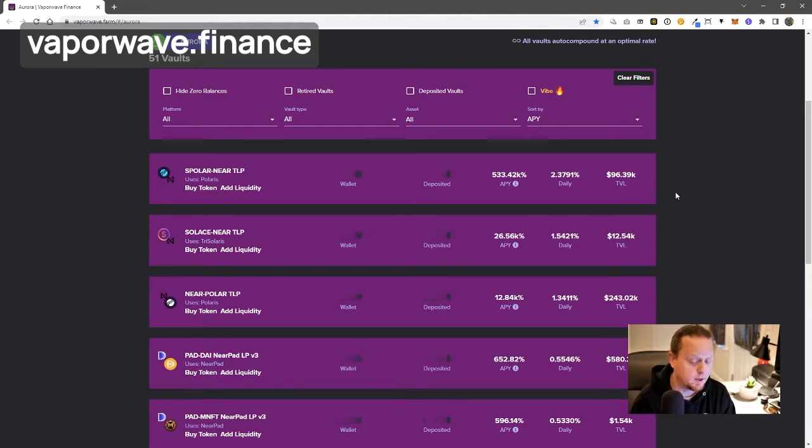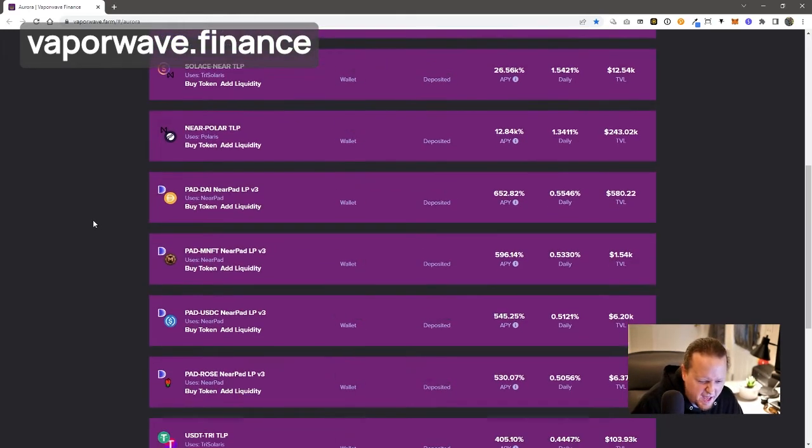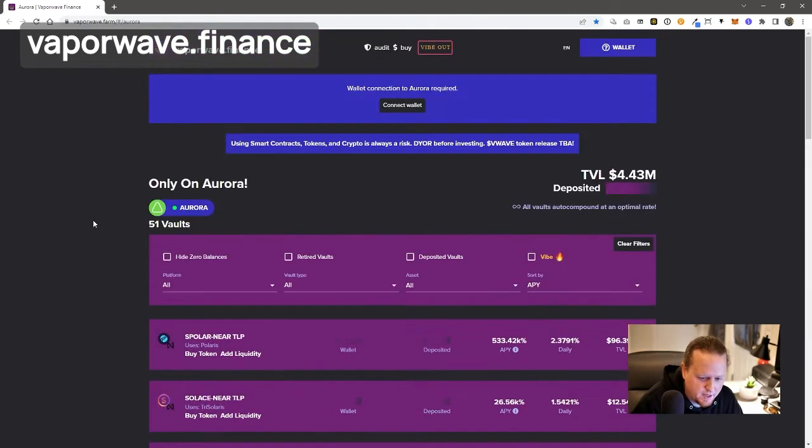But in the short term, you can absolutely see a 3 to 4% gain per day, which is really just incredible. They have a variety of platforms that you can use on there, like Polaris, Trisolaris, NEARPad, and it's a really great way to automate the reinvestment of your earnings back into your liquidity pool.